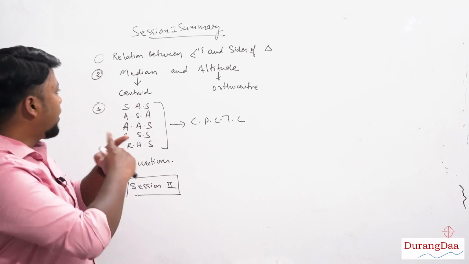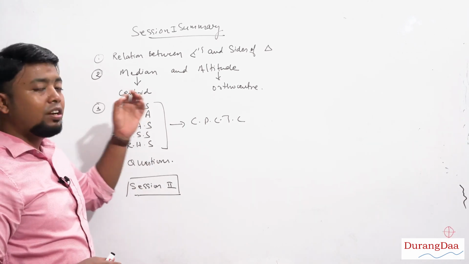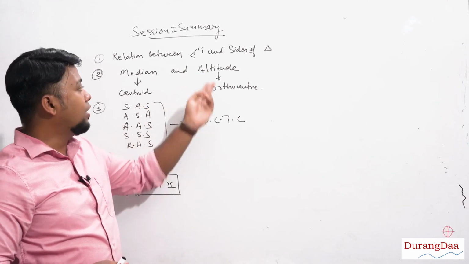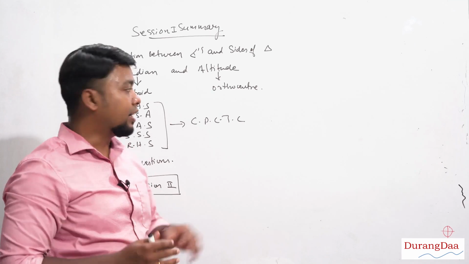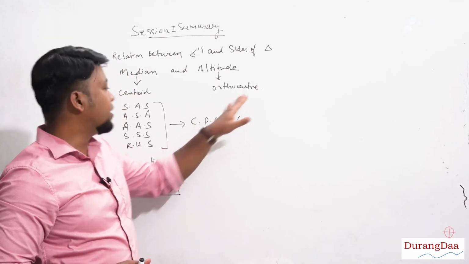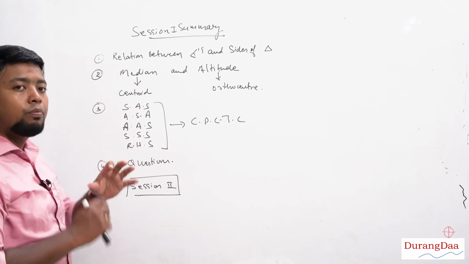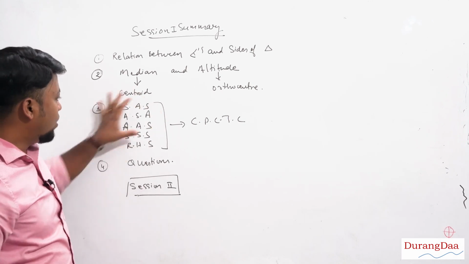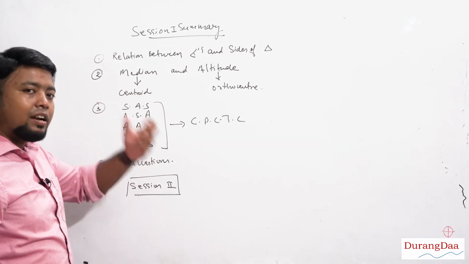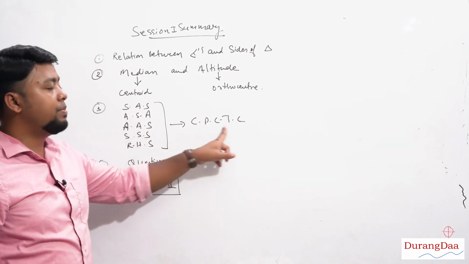Second, now you know the difference between median and altitude of a triangle. You know the point where all the medians of a triangle meet is called the centroid. And the point where all the altitudes of a given triangle intersect is called the orthocenter. We learned about various conditions by which we can prove two triangles congruent. And once you know all these conditions, we have tried and tested them in many questions.